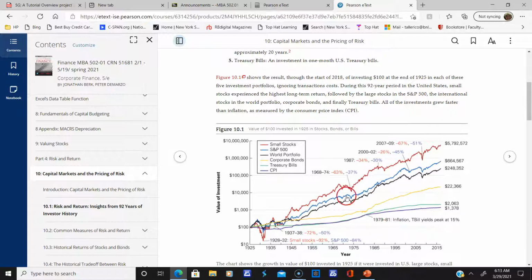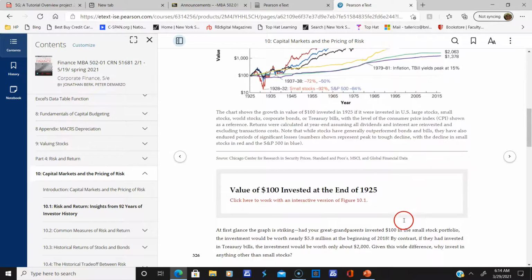Okay, and you can clearly see, and here's inflation, right? Here's inflation, the consumer price index, and here's T-bills. You can obviously see the difference between if you invest in T-bills and small stocks. You'll never get rich in T-bills.